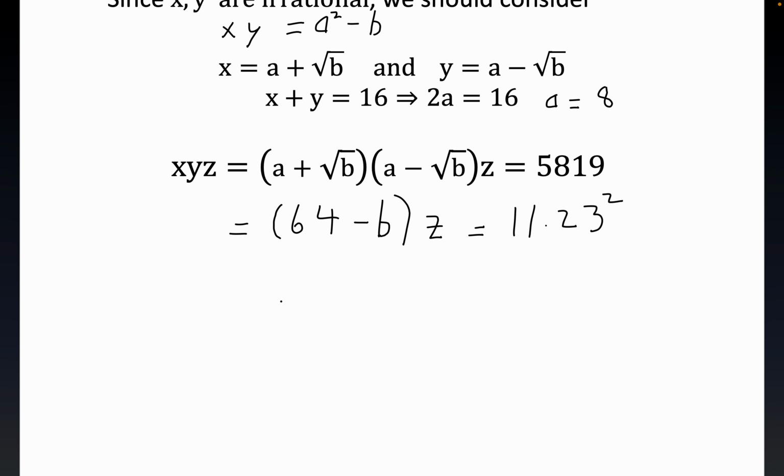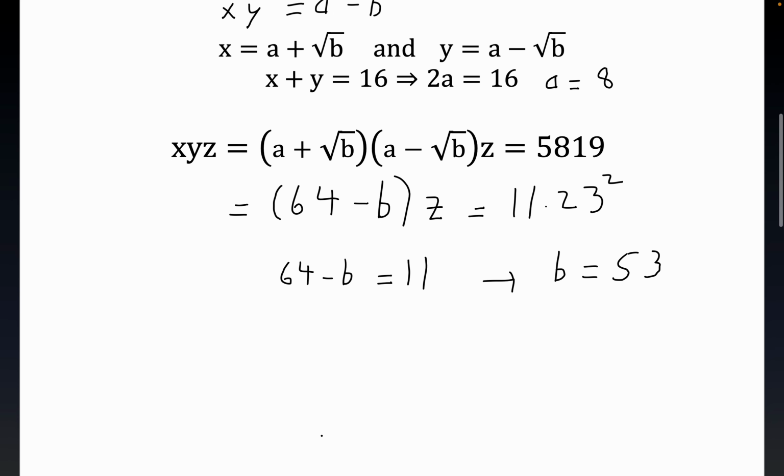So we'll get 64 minus b equals 11. I'm just equating this object with the first prime factor. And that implies b is equal to 53. 64 minus 11 is 53. So b is equal to 53.